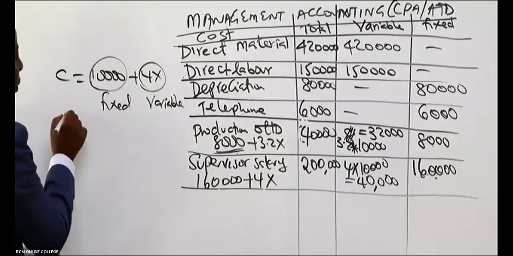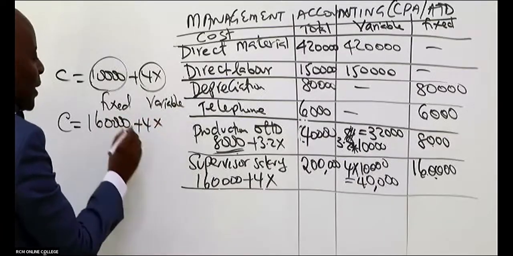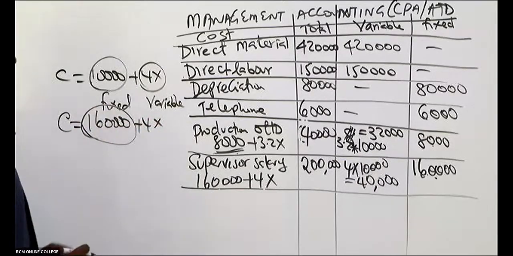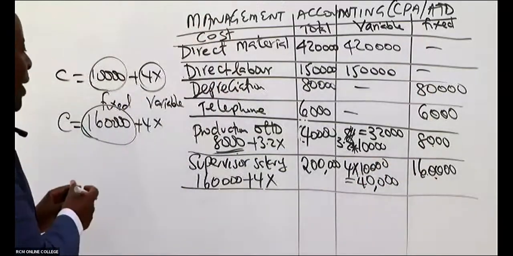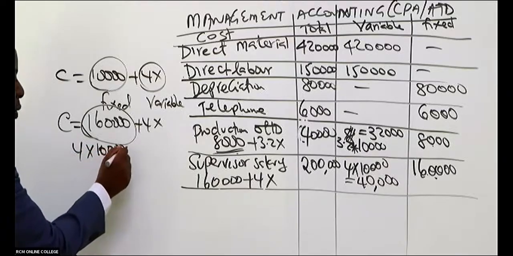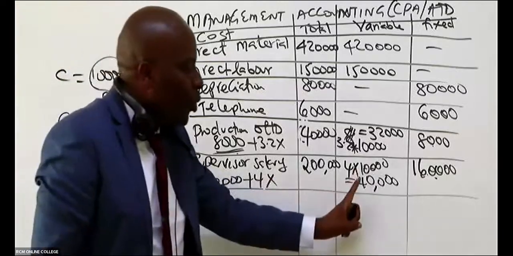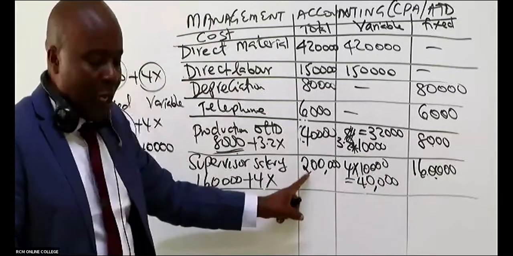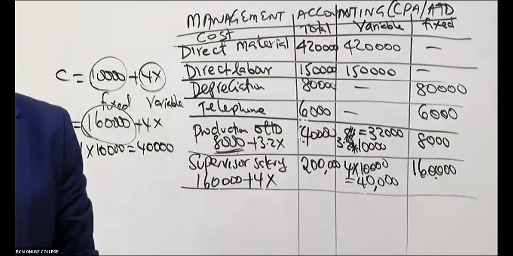So when they tell me that supervisor salary is 160,000 plus 4x, the 160,000 is fixed. I will take this 160,000 as a fixed cost. And then the 4x, remember up there they told us that x is 10,000. So this 40,000 will be variable. When you add the two, you get this 200,000. I hope the student who asked that question can now see what you're talking about.